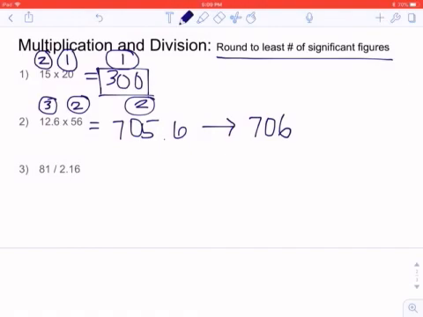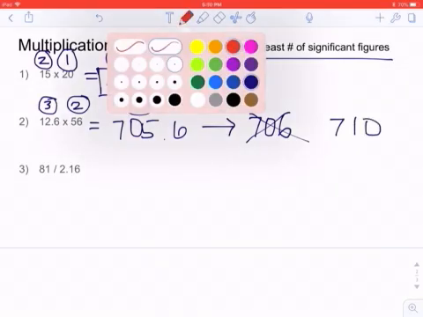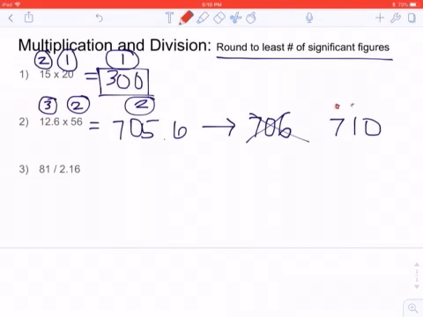I needed to answer with 2 significant figures, so that's going to be 710. If we're counting significant figures, 7 and 1 are significant. Trailing zeros are not significant when there is no decimal point. So our final answer would be 710.